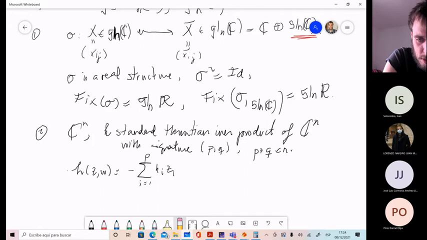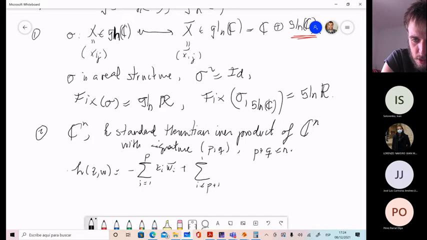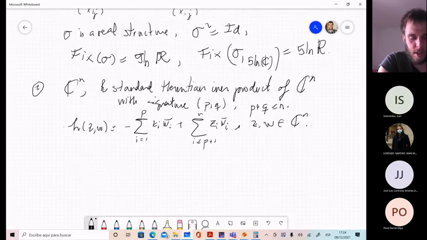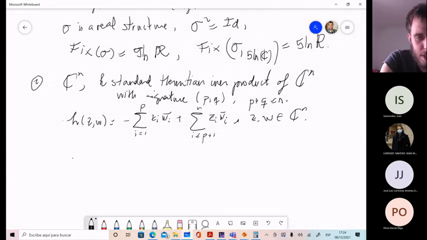Well, okay, where z and w are in C^m. Another way to express this standard Hermitian inner product is like this.